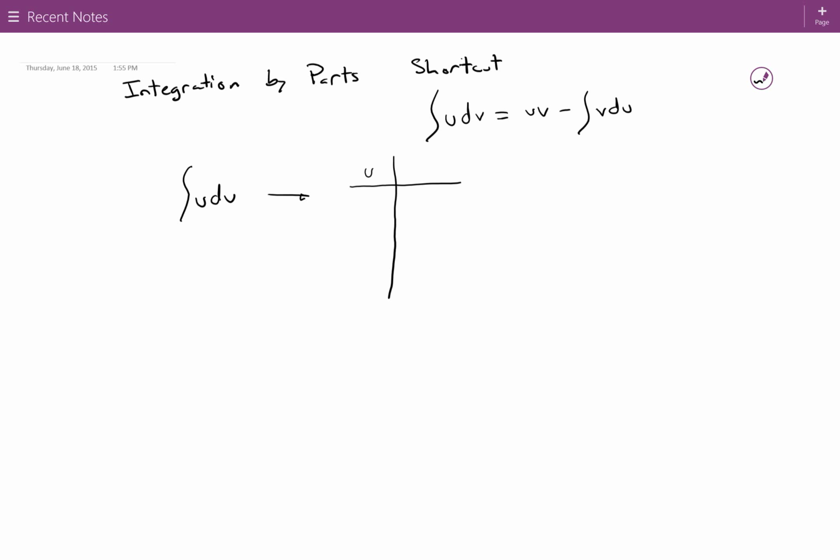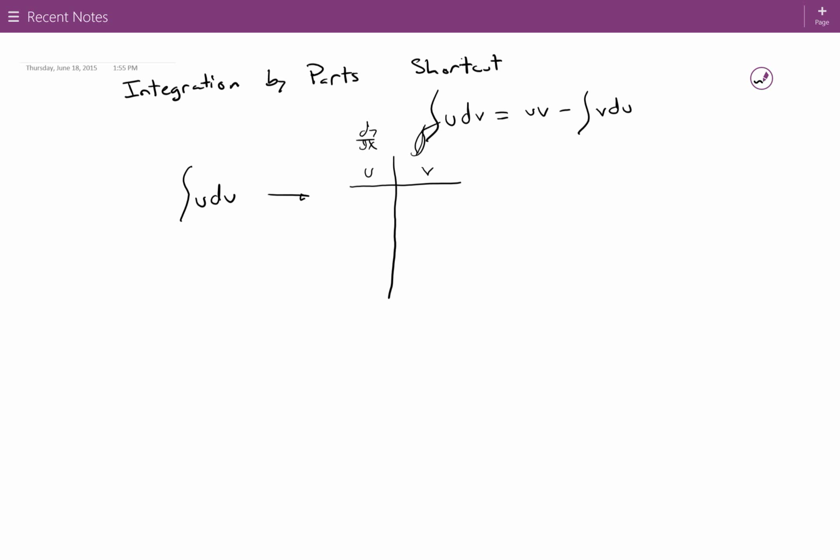And I'm going to put my u's on one side and my v's on the other. And the u side is going to be your derivatives. So your dy, dx. Your v's are going to be your integrals. So I'm just going to draw an integral sign. Anyway, basically you're going to integrate this side and you're going to derive the u side.